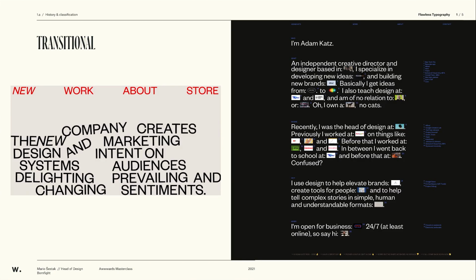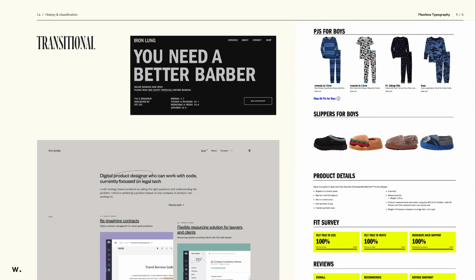Here are some examples of transitional sans serif typefaces, or so-called grotesque typefaces, also sometimes referred to as Gothic or realist typefaces. They may be called ugly, but definitely they have character.